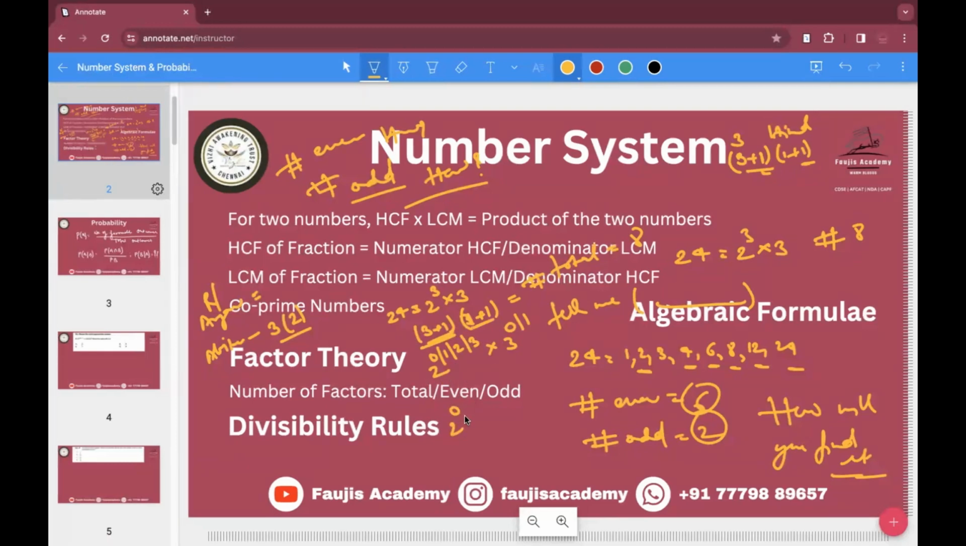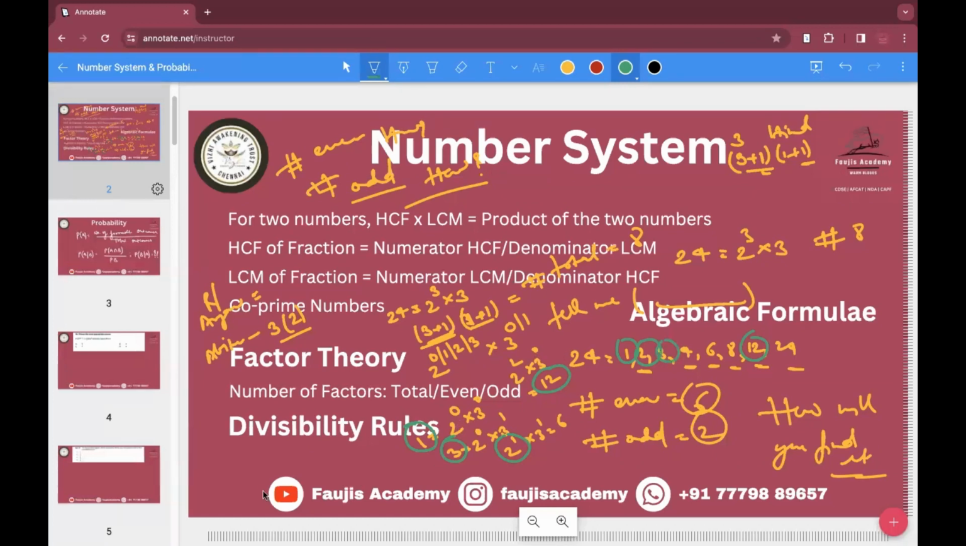Now you pick up any combination. 2 to the 0 and 3 to the 0. Or 2 to the 0, 3 to the 1. Or 2 to the 1, 3 to the 1. Or 2 squared and 3 to the 0. Now tell me how much is this? This is 1. This is 3. This is 6. This is 4 into 3, 12. Basically, what are all these numbers? These numbers are their factors, isn't it? If you write it in this combination, these numbers are your factors.